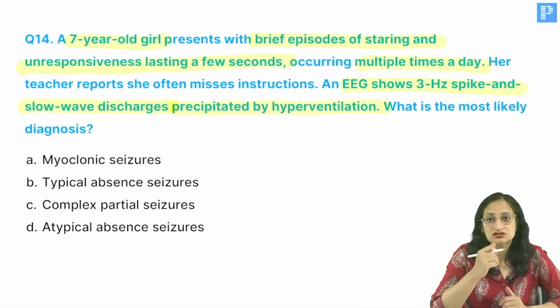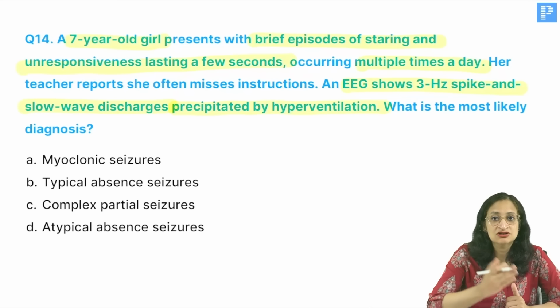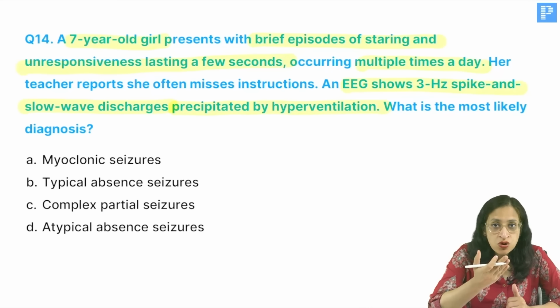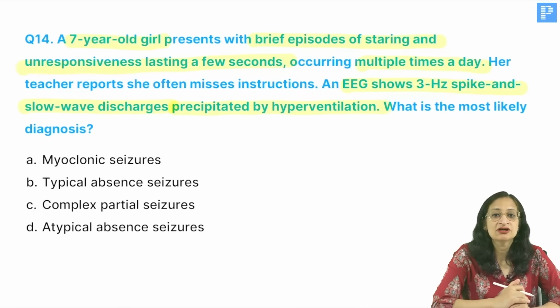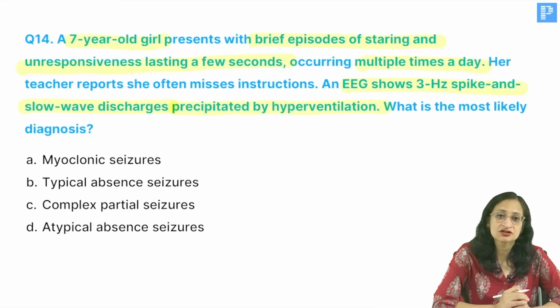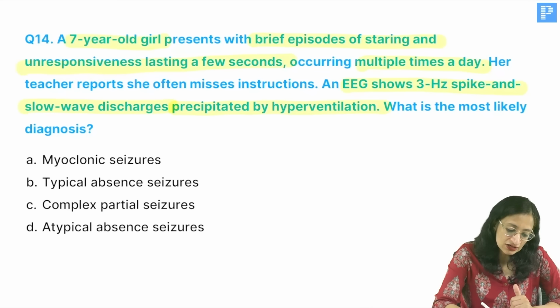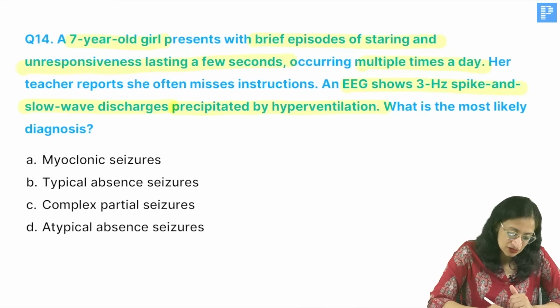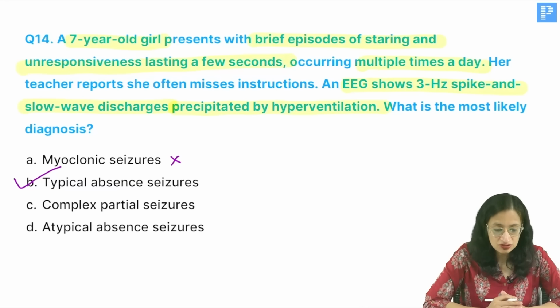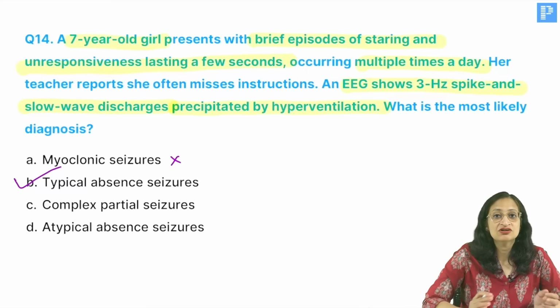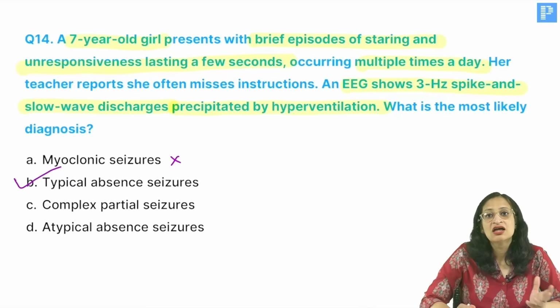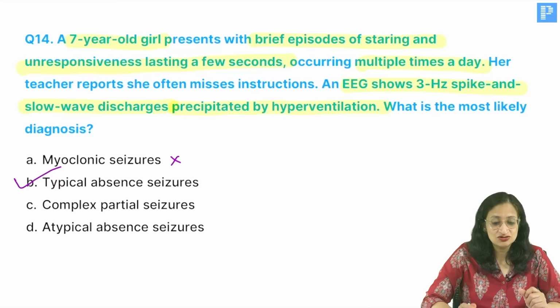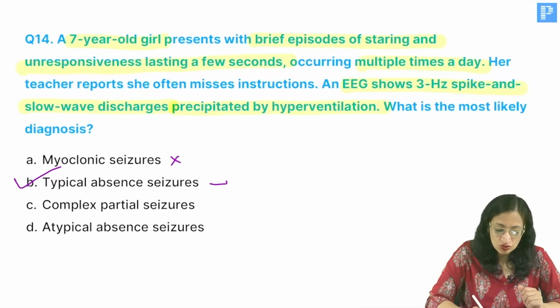So you may ask the child to blow multiple times. Give a paper and ask the child to blow paper like that. So hyperventilation can precipitate this episode. So our most likely diagnosis here is typical absence seizure. It is not myoclonic seizures. In myoclonic seizure, you get jerks like this, like you get in West syndrome, infantile spasms, hypsarrhythmia, and developmental delay. Drug of choice in West syndrome is ACTH, we know. Typical absence seizure is what you're getting here, and the drug of choice in India is valproate.